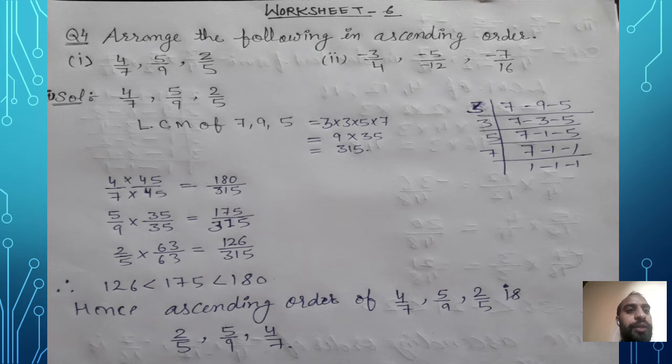Arrange the following in ascending order. First part we have 4 upon 7, next is 5 upon 9 and 2 upon 5. This is the first question. We have 3 rational numbers. Our task is to arrange them in ascending order. That means we need to arrange first smaller, then greater. And the second part is minus 3 upon 4, minus 5 upon minus 12, and last is minus 7 upon 16.